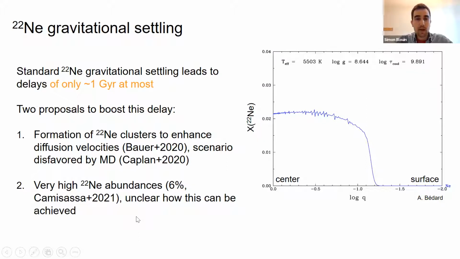A second idea is to simply boost the neon-22 abundance. So if you have more neon-22, you'll have more neon-22 gravitational settling. So Camisassa et al., using the La Plata code, found that if you assume something like 6% neon-22, then you can produce a delay that has the right magnitude to explain the Q branch anomaly. But it's still very unclear how you can actually achieve a 6% neon-22 abundance. So this is much higher than what is predicted by standard stellar evolution. So that's a significant issue with this proposal.